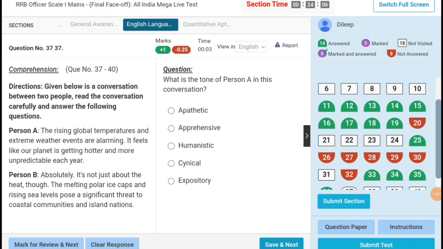Next one. What is the tone of the person in the conversation? The rising global temperatures and extreme weather events are alarming. It feels like our planet is getting hotter and more unpredictable each year.